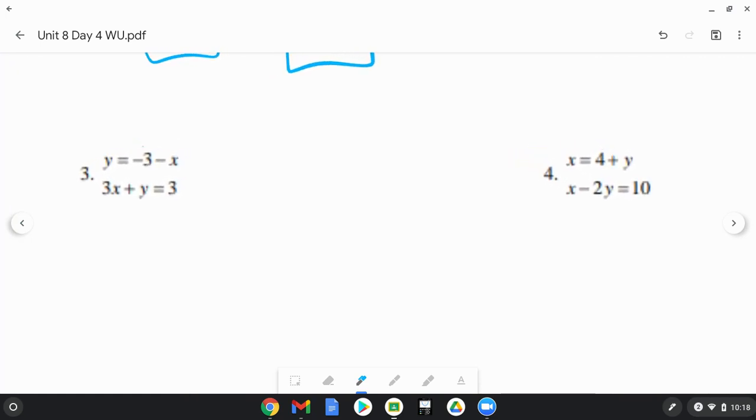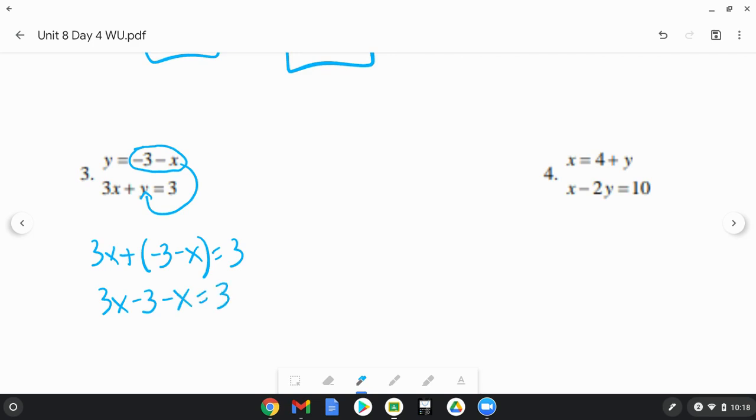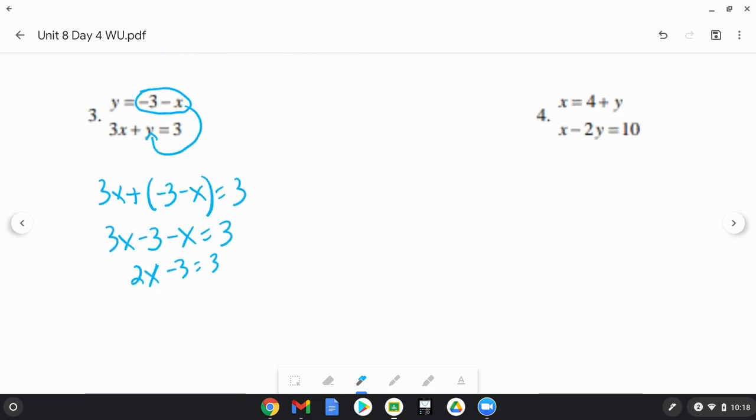So number 3, it says y equals up top, so that's where we circle it, and we plug it in for y down below. So now this will be 3x plus, and instead of writing y, we write negative 3 minus x equals 3. If I distribute the plus 1 in there, it doesn't change anything. Combine like terms, and I get 2x minus 3 equals 3. And then I add 3 to both sides, and I get 2x equals 6 now. So divide, and I get x equals 3.